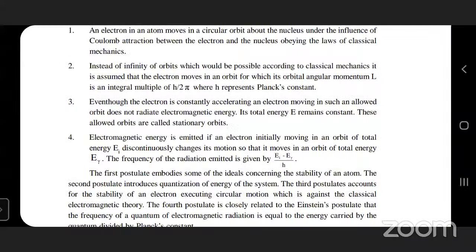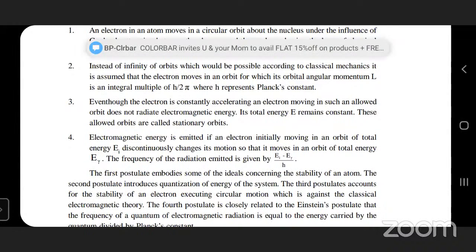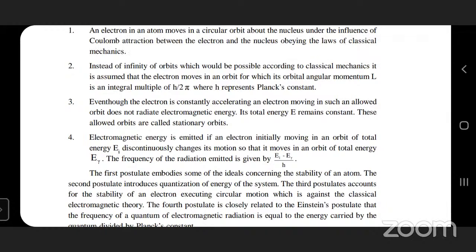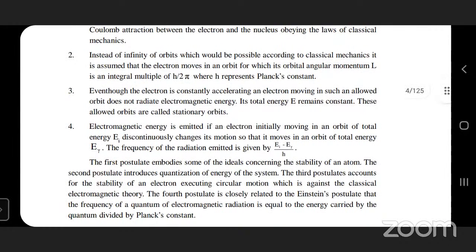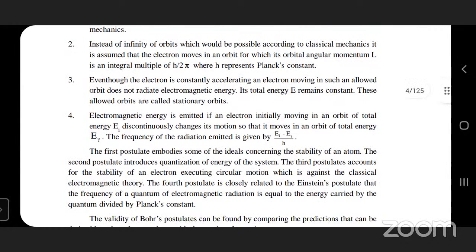Energy, and the total energy of this electron remains constant in the stationary orbits. When the electron goes from a higher energy level to a lower energy level, emission takes place. Or else, when the electron jumps from a lower to a higher energy level, absorption takes place. In both cases, the frequency of the radiation is calculated as E2 minus E1 by h, that is ν = (E2 − E1)/h, as already discussed here.